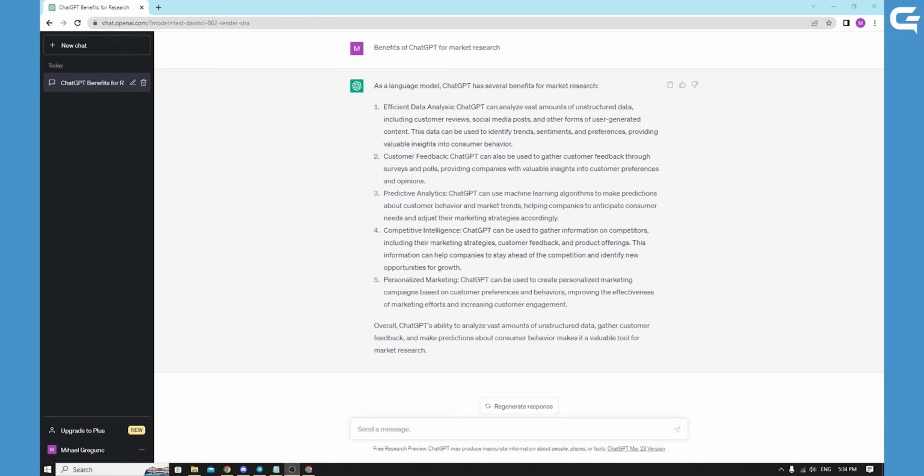For the seventh, share your findings. Share your findings with stakeholders and use them to make data-driven decisions. Consider presenting your findings in a clear and visually appealing format to make it easy for others to understand the insights.